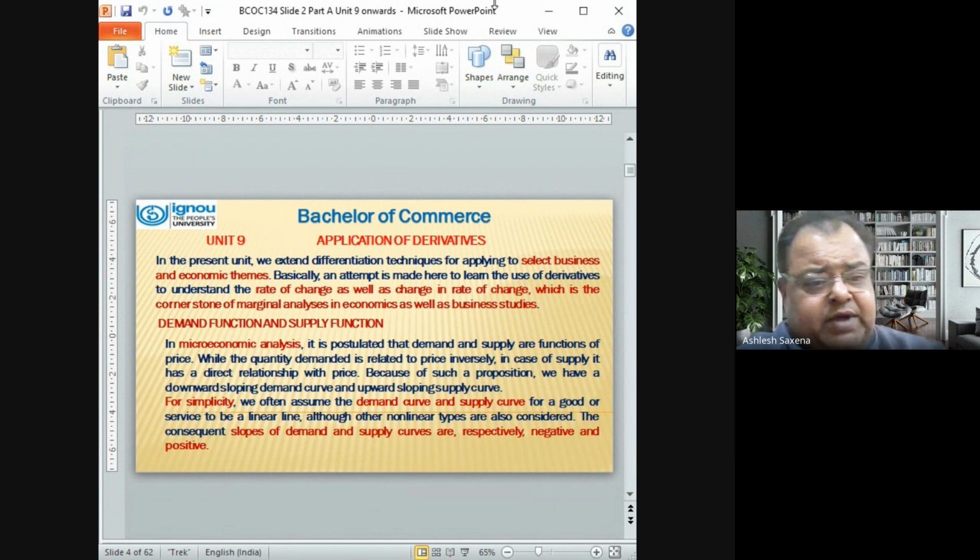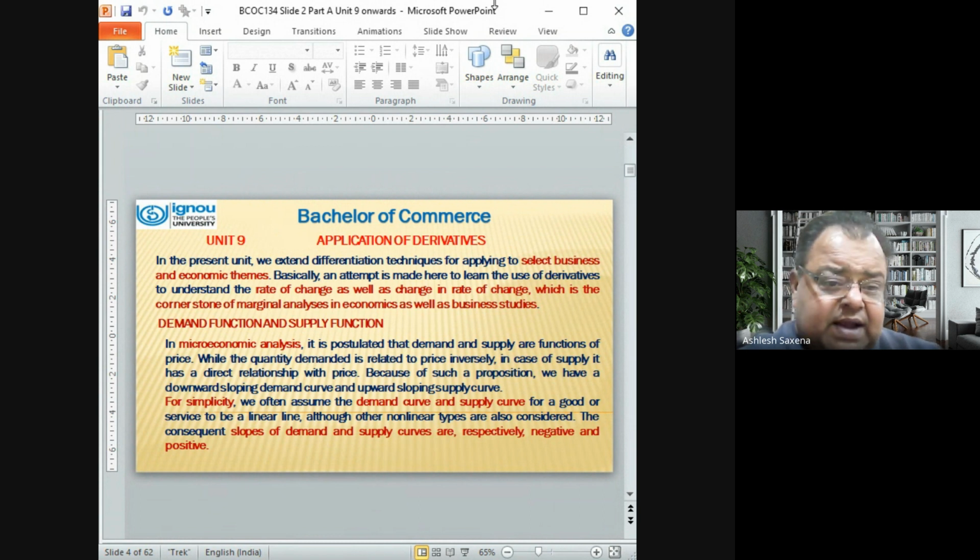In the present unit, we extend differentiation techniques for applying to select business and economic themes. Basically, an attempt is made here to learn the use of derivatives to understand the rate of change as well as the change in rate of change, which is the cornerstone of marginal analysis in economics as well as in business studies.